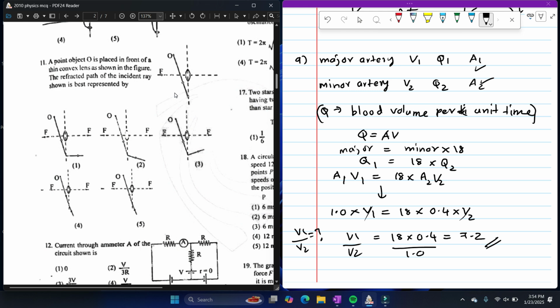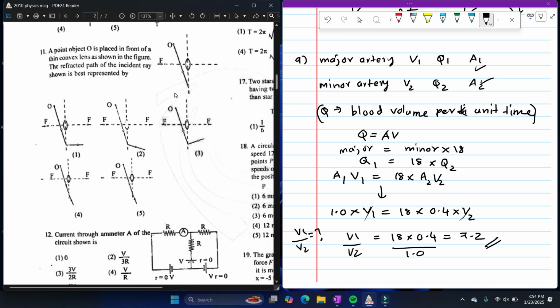Question number 11. Very tricky. Point object O is placed in front of a thin convex lens as shown in the figure. The refracted path of incident rays shown is best represented by. So here the object is kept inside the focal length f, right? You can see it here. So the image is virtual, upwards and enlarged. So we can draw the line. Give me 1 second.